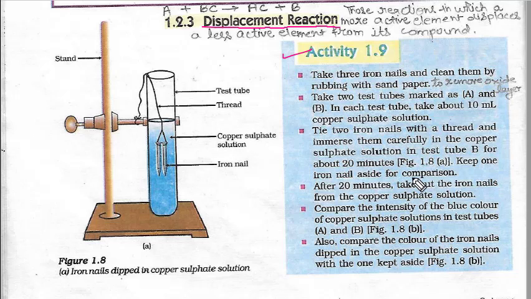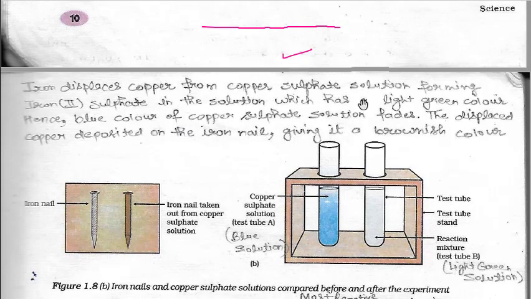Keep 1 iron nail aside for the comparison. 2 we have put in the copper sulfate and 1 we have kept for the comparison. After 20 minutes, take out the iron nail from the copper sulfate solution. Compare the intensity of blue color of the copper sulfate solution in both the test tubes, that is test tube A and B. Also compare the color of the iron nail dipped in the copper sulfate solution with the one kept aside. So see here what will happen.